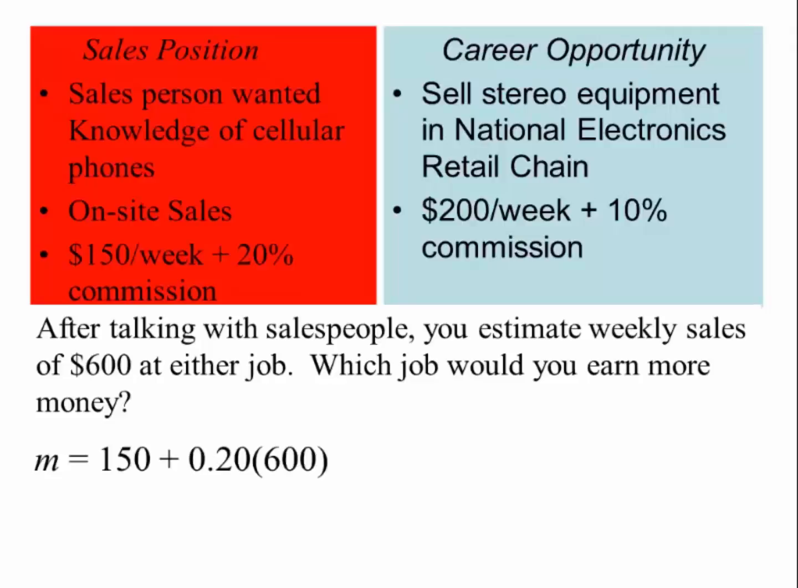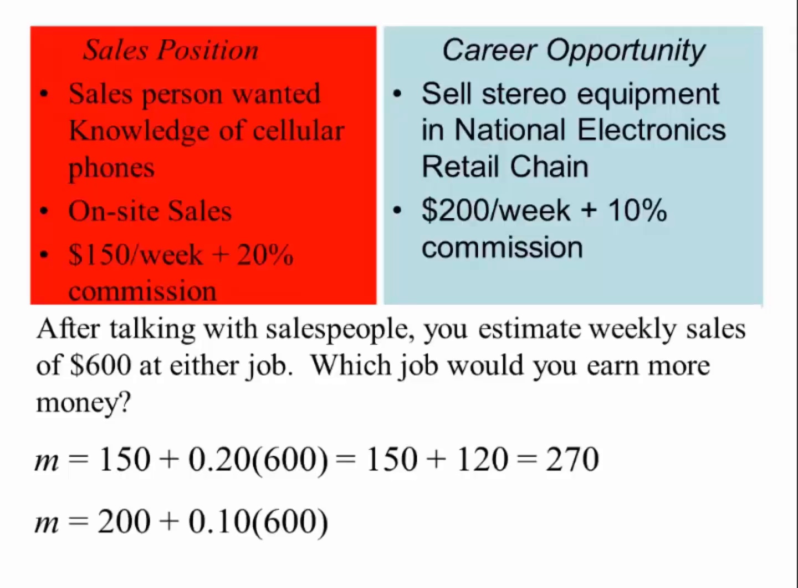So we take the cell phone plan. Everywhere we see an S, we stick 600. So this is going to become 150 plus 0.20 times 600, which is 120, and you'll make 270. For the stereo equipment, it will be 200 plus 0.10 times 600, which will give you 260. So you'll make $10 more with the cell phone job if you sell $600 a week.